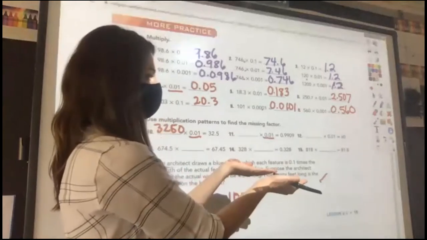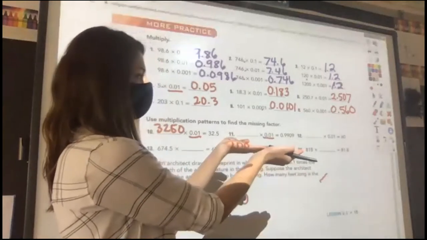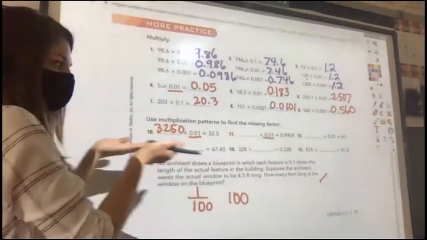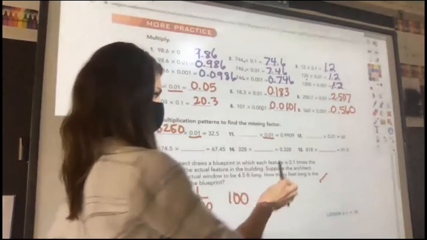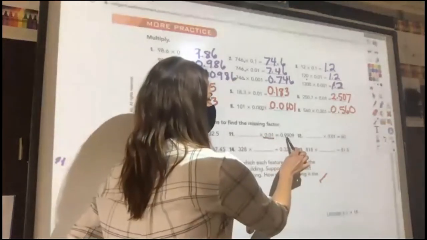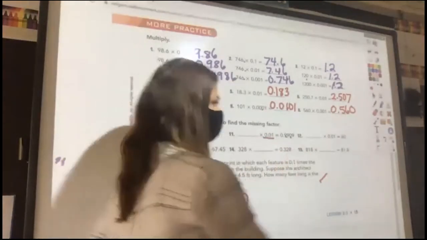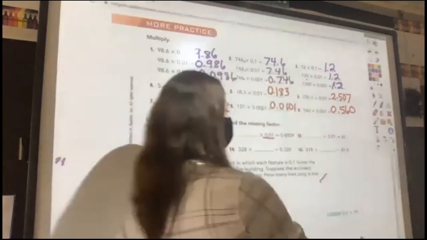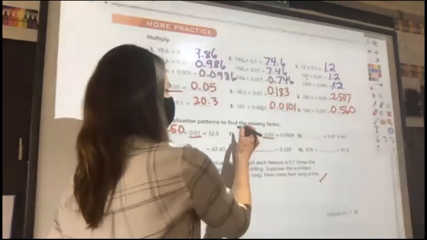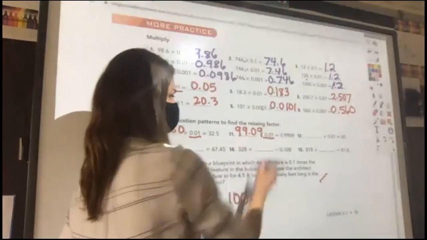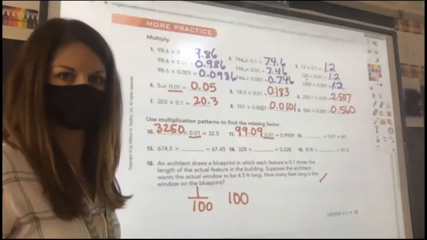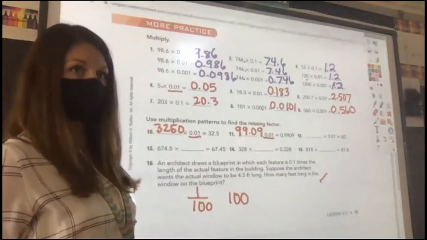Imagine picking up that 0.9909 and scooching it 2 place values over. So this would be 1 place value over, and then one more hop would be 2 place values over, right? So we've got 99.09 for that one. Okay.